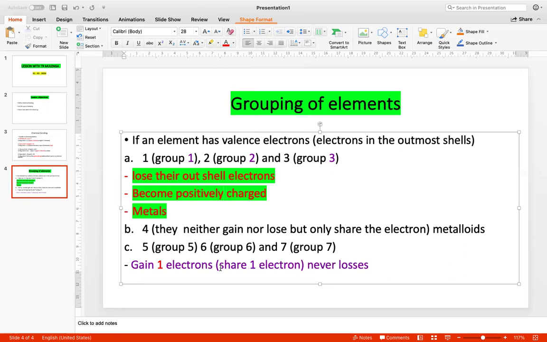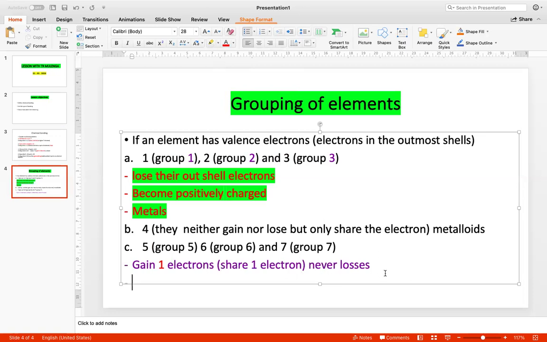So meaning, there are 7, let's remain with 6. The 7th one is shared with the other one. Then the other one also brings another one for sharing. So there will be 2 that are shared, plus those 6 that are inside. Together they're 8, which makes it stable.